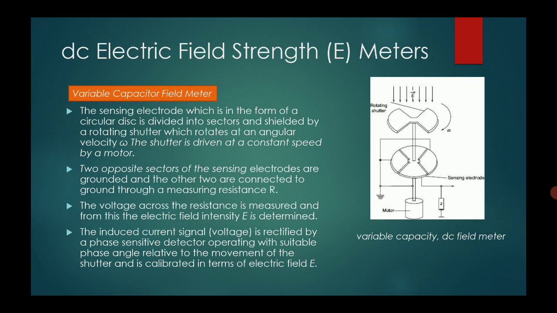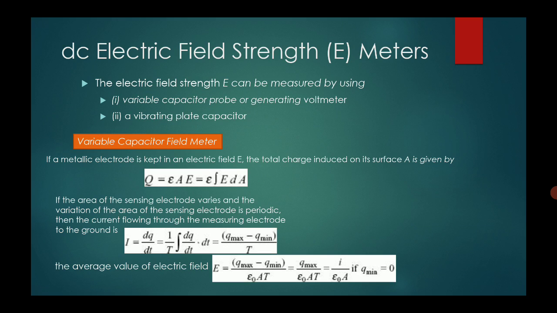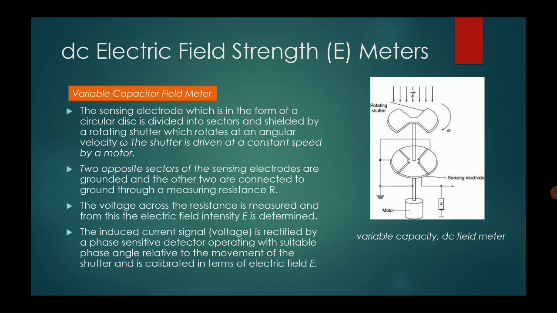So we have this variable capacitor field meter. Here we have a motor and a variable capacitor that are placed in the electric field. The motor is rotating with a speed of omega. Now we are going to measure the current in the capacitor, and from that current we will get the value of the electric field.